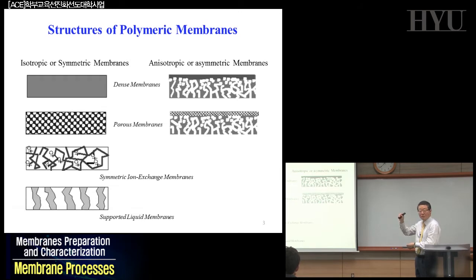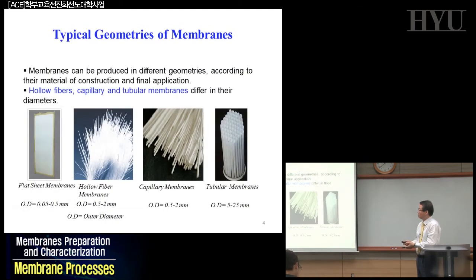The skin is made of polymer 1, and the bottom support layer is made of polymer 2. For example, you can have a polyamide layer on top of a polysulfone porous membrane. So various structures will function in different ways. Geometry also matters, depending upon the diameter of your hollow fibers, capillaries, or tubular materials. Yeah, thank you.